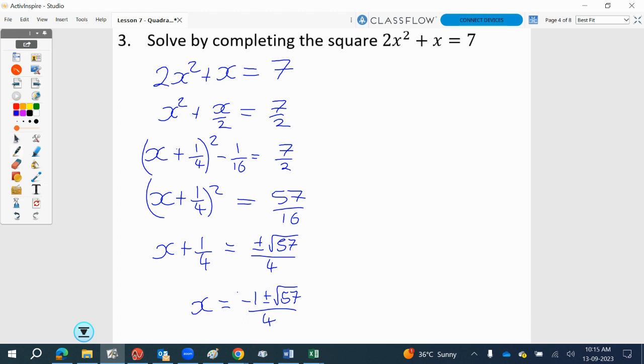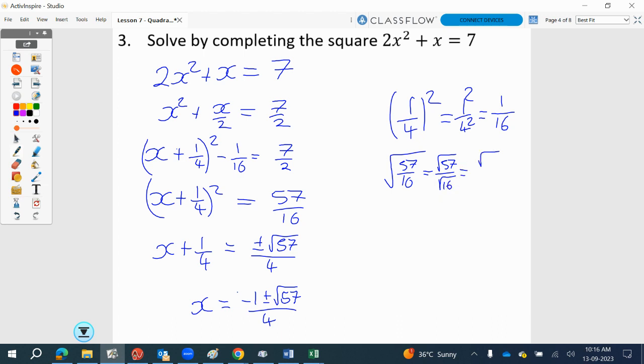When you expand it, 1/4 squared is 1 squared over 4 squared, 1/16. Likewise, when I did the square root of 57/16, it's the square root of 57 over the square root of 16. It's the same exponent law in both of those. This one here in exponent form with a bracket is 57/16 to the half.